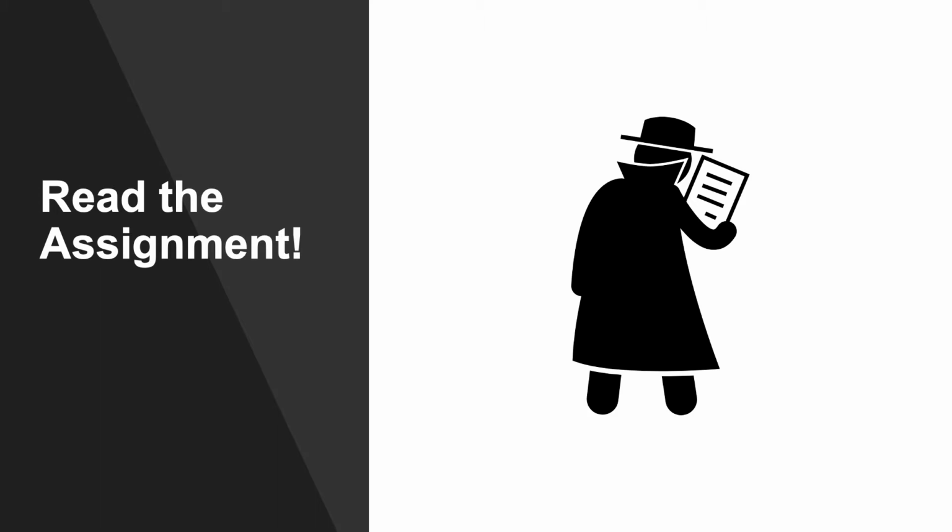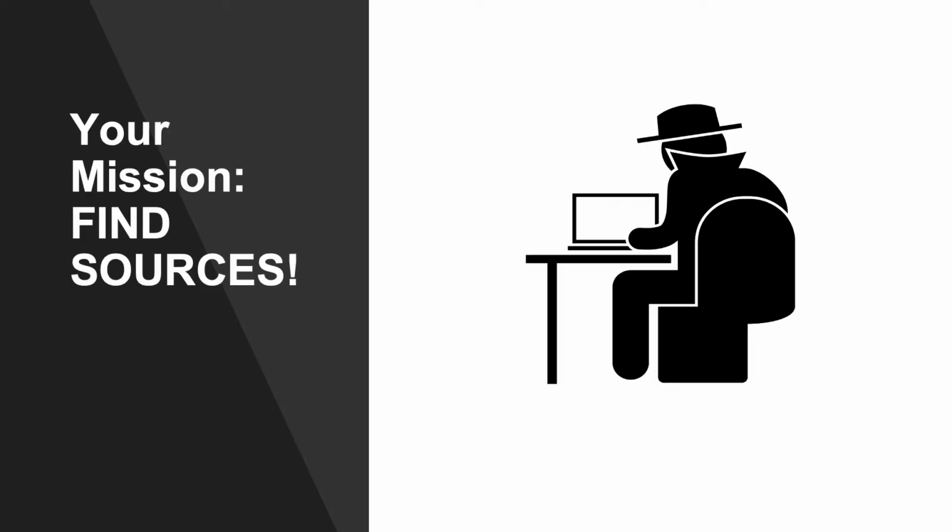Your first task is to read your assignment very carefully. Make sure you understand what you're supposed to find before starting off on your investigation. Keep the assignment close by to refer to during your research process. For example, your assignment might be to find 3 academic sources on your topic using the City Tech Library.